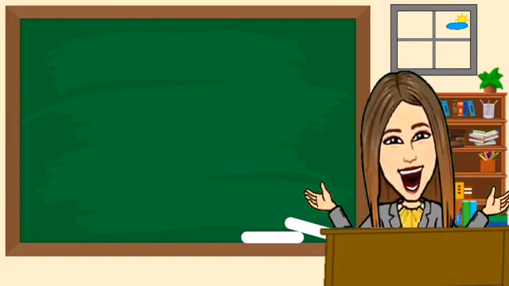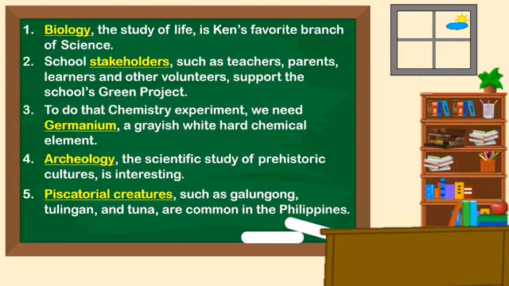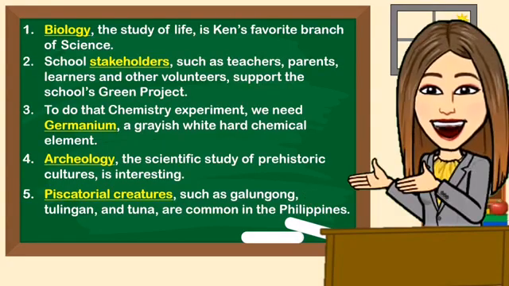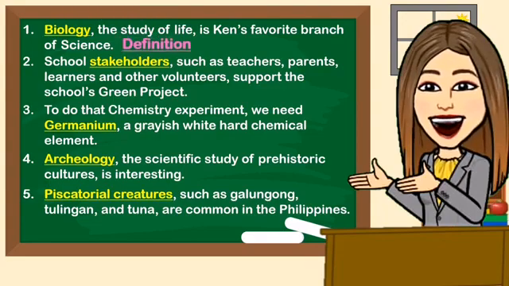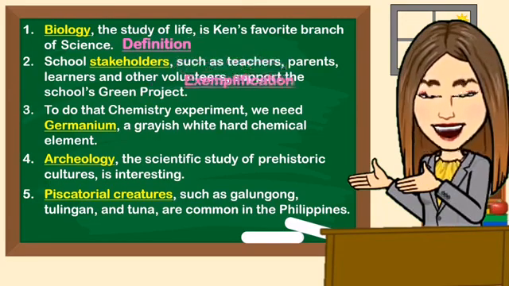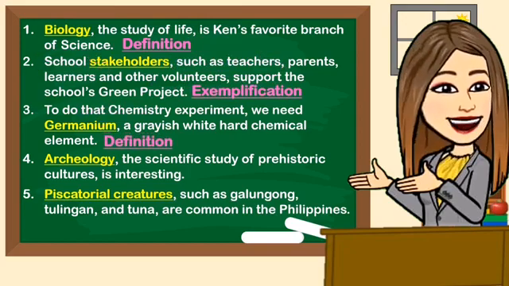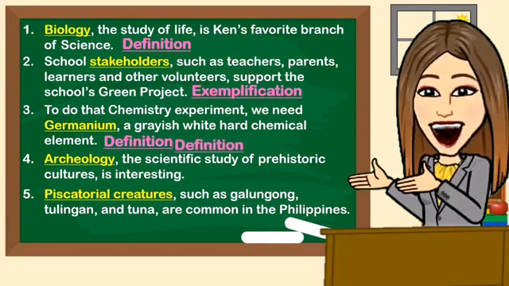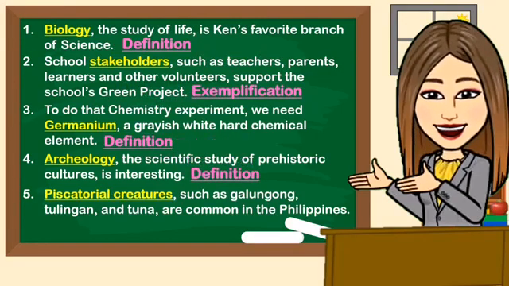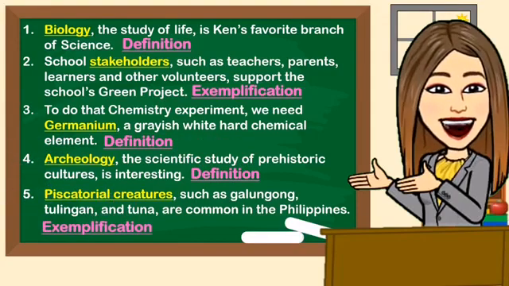Now, let's find out the correct answers for the following sentences. Be honest in checking your answers. Number 1 is an example of definition. Number 2 is an example of exemplification. Number 3 is an example of definition. And number 4 is also an example of definition. And number 5 is an example of exemplification.